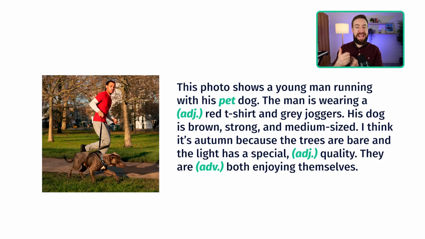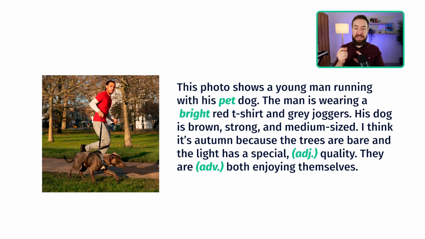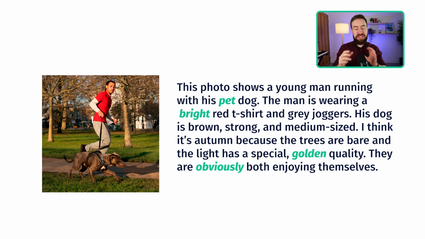Okay, so very good. Let's take a look at some possible choices. So for dog, we could say his pet dog. You could also say his strong dog, his big dog, his lovely dog. If you don't like dogs, you could say his awful dog, his scary dog. But I like dogs, so I'm going to say something nice. Then about the t-shirt, we could say his bright red t-shirt. About the light, you could say a special golden quality. That's very nice writing. And they are obviously, so this is the adverb, they are obviously both enjoying themselves.